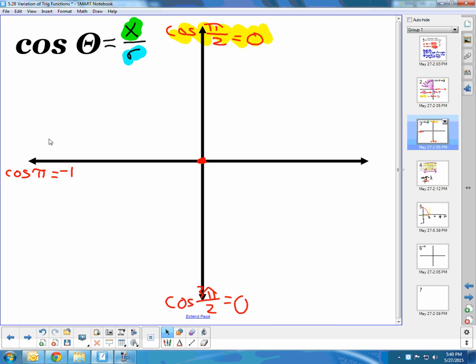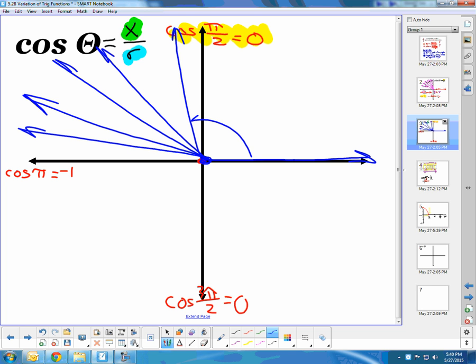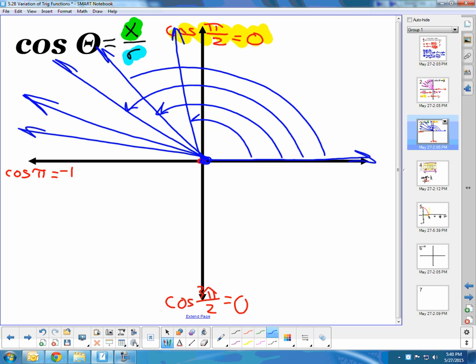And what I'm going to do is worry about having an initial ray in standard position, and then once again, terminal rays going through the second quadrant as my theta is getting larger. So I have some theta there, another larger theta, and successively larger thetas. So my statement, once again, it's variation. How do these things vary?